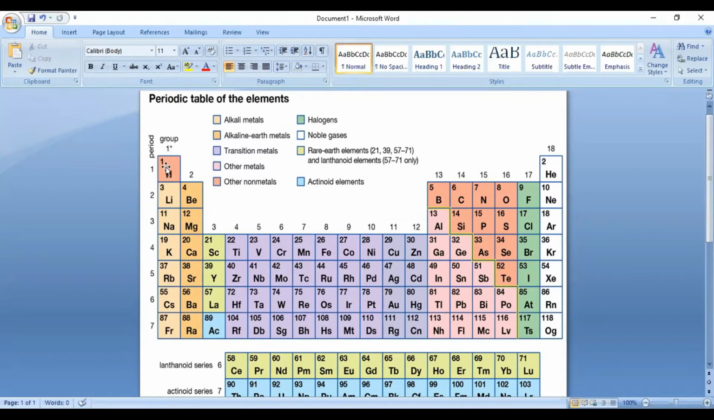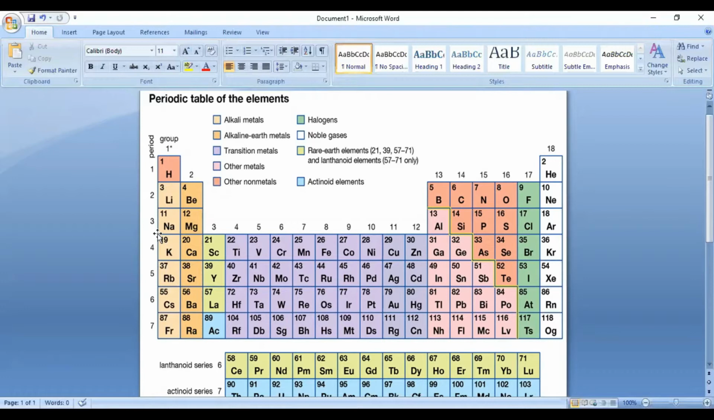Okay, and these are the periods from left to right, and these are the groups. This is group 1, group 2, group 3, group 4, group 5, group 6, and so on. So right now I'm going to tell you what these are. Group 1 is called the alkali metals. What are alkali metals? These include lithium, sodium, potassium, rubidium, cesium, and francium. Now I'm going to tell you how they react.